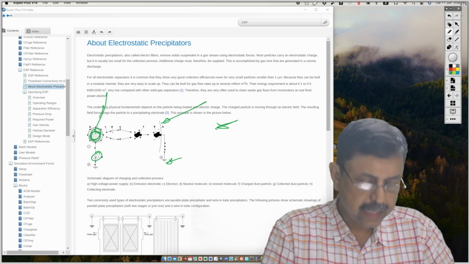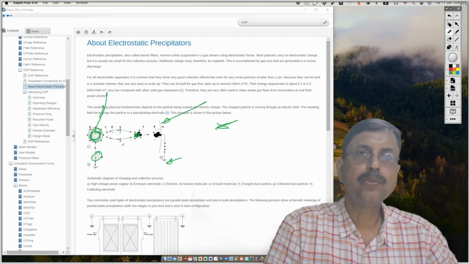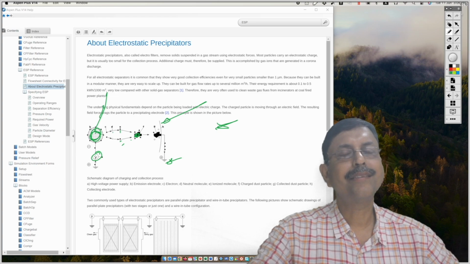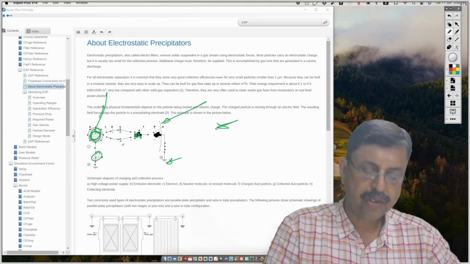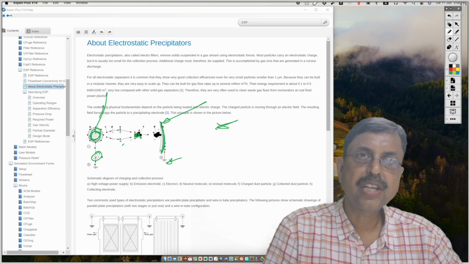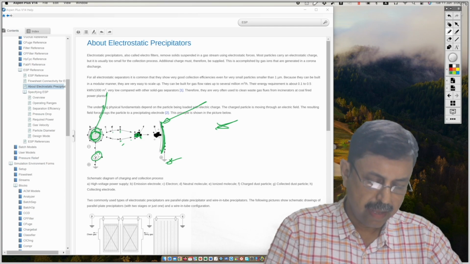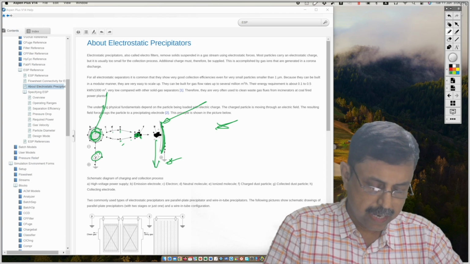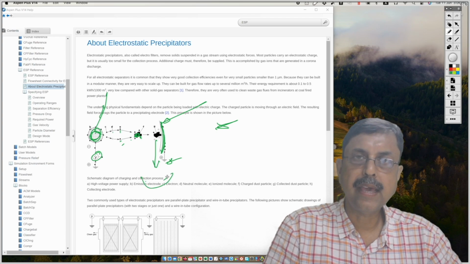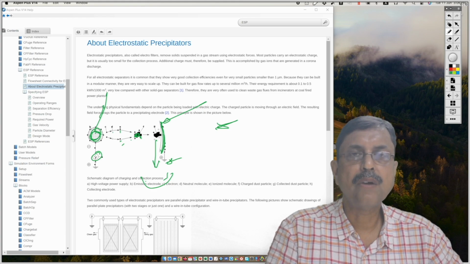After getting ionized, these gas molecules get attached to the dust particles which are suspended in the gas stream. And these dust particles will be attracted by this collection electrode, and they will release their charge over there. The dust particles will fall down, and there will be a dust collector through which the dust can be removed. So that is the basic principle of an electrostatic precipitator.